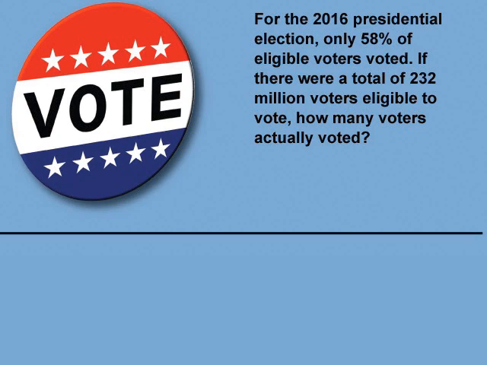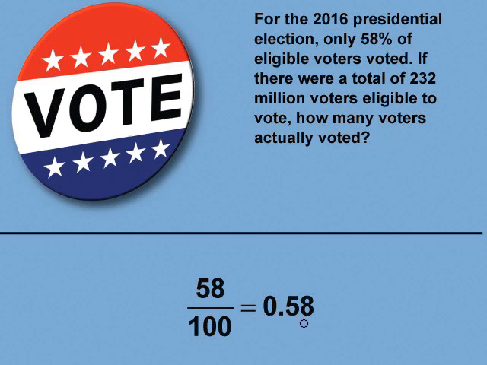When a number is written with the percent symbol, it can also be written as a fraction with a denominator of 100. In other words, 58% is equal to 58 over 100. Because the denominator is a power of 10, the percent can also be written as a decimal. 58% is also 0.58. So we're looking to find 58% of 232 million.